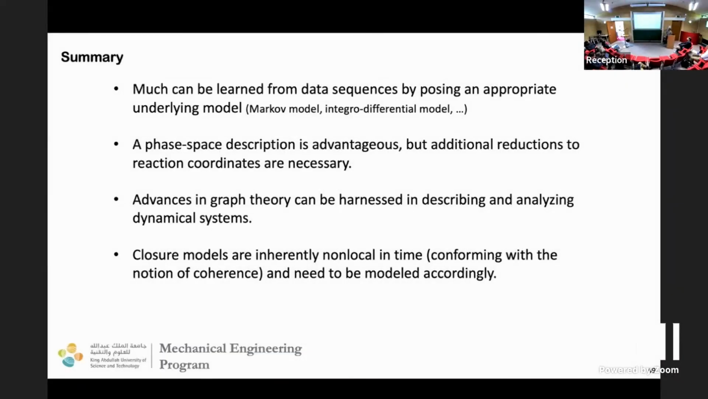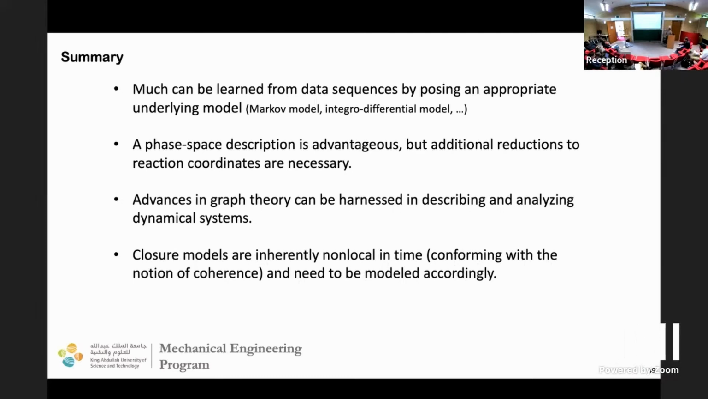Okay, so let me sum up a little bit of take-home messages. Much can be learned from data sequences, as we know, but you have to be really aware that you have to pose the appropriate underlying model. I showed you two examples. One was a Markov model that worked very nicely in phase space. The other one was an integral differential model that is better for closure problems.